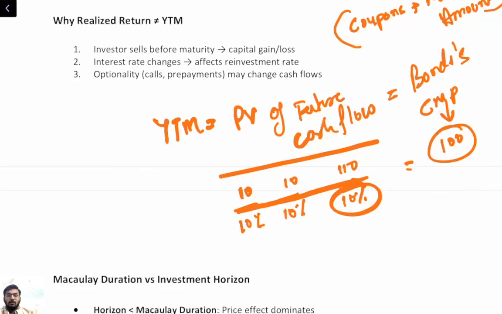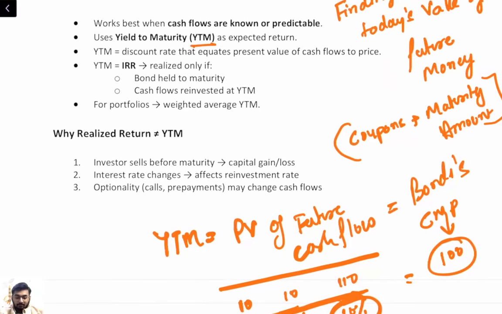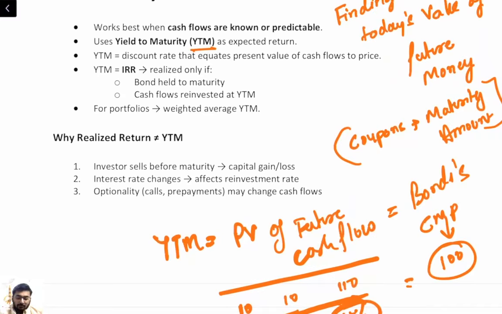Clear? So you will earn this YTM only if you hold the bond till maturity, and all your coupons are reinvested at the same YTM rate as soon as you get them. Like if the bond is giving you 5,000 every year and YTM is 7%, then you will reinvest those 5,000 rupees at 7% again. Clear? You keep on reinvesting your coupon, and at maturity, whatever you get, that is your final amount. So if you reinvest at a lower rate, your actual return will drop. Clear?